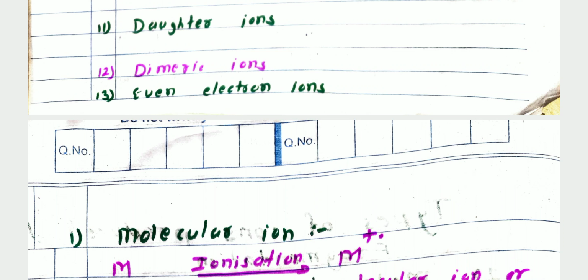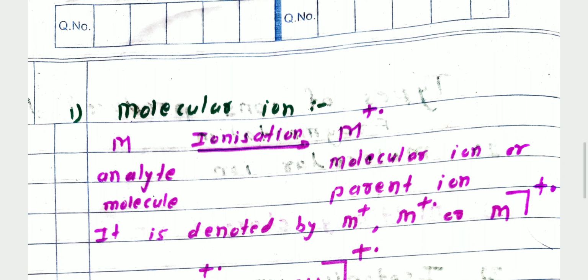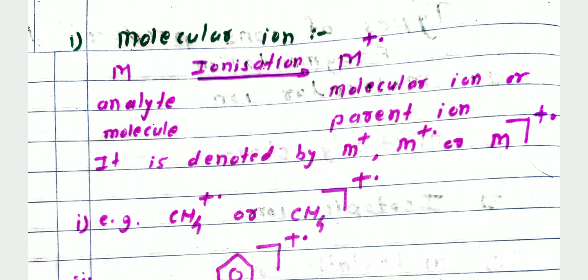And the last one is the even electron ions. An even electron ion is an ion lacking an unpaired electron. For example, CH3 plus or C2H5 plus, lacking an unpaired electron, is called an even electron ion in its ground state.